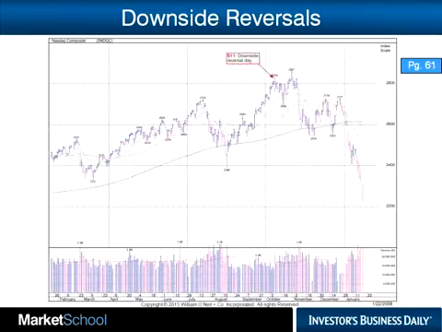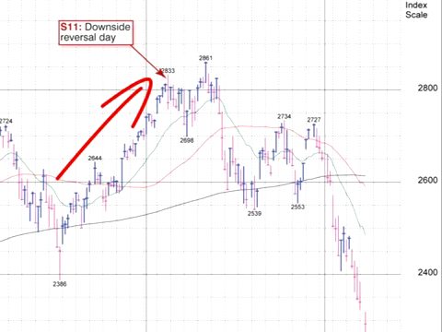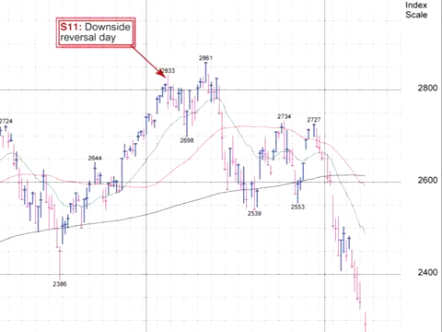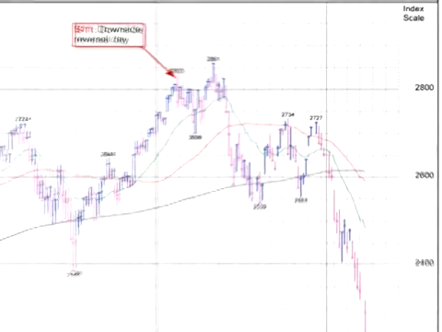Let's go over some examples here. Here you're in the midst of a decent rally. You're rallying up nicely. You go into new 13-week high ground here, and by the end of the day you reverse the entire amount. You close down for the day. You're in the bottom 25% of the range. So that's a downside reversal. And you can see that it led to about another week or so of weakness before it recovered.